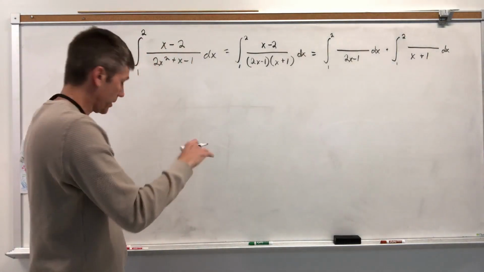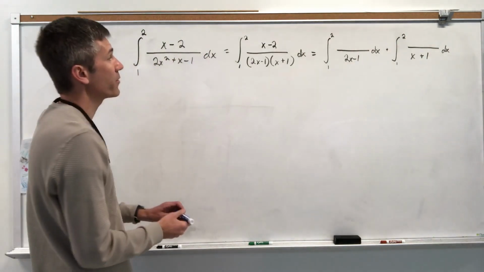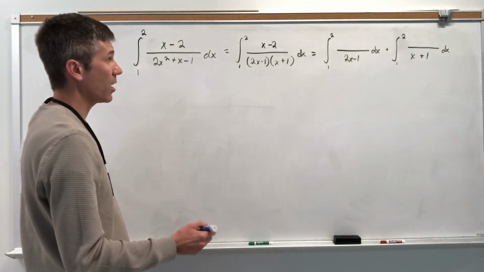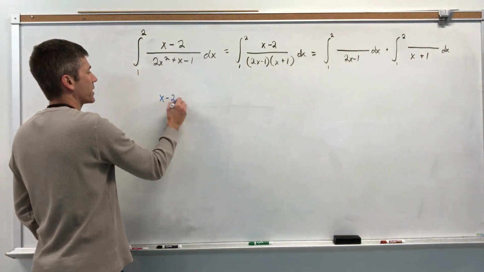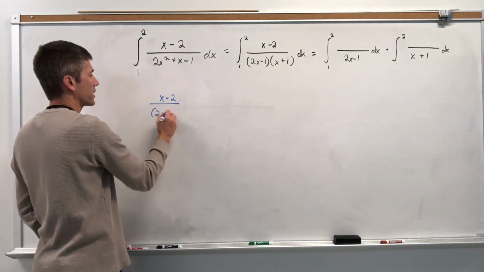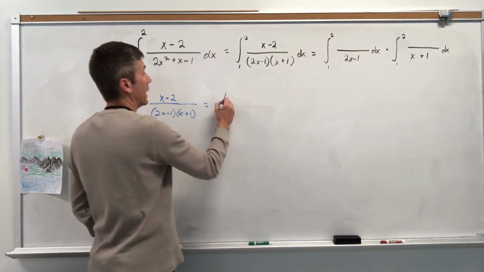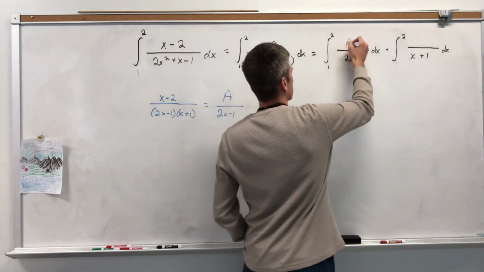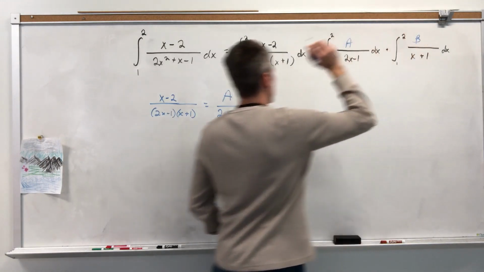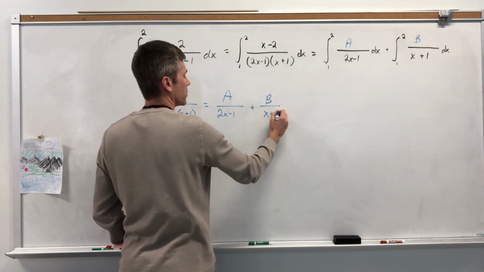Let's write some stuff down. So if I was going to solve this equation, let's drop the integrals for a second. If I had x minus 2 over 2x minus 1, x plus 1, and that equaled a over 2x minus 1. Let's do that just to hold its place for a minute. I'll erase those later and put the actual numbers in its place. And then b over x plus 1.